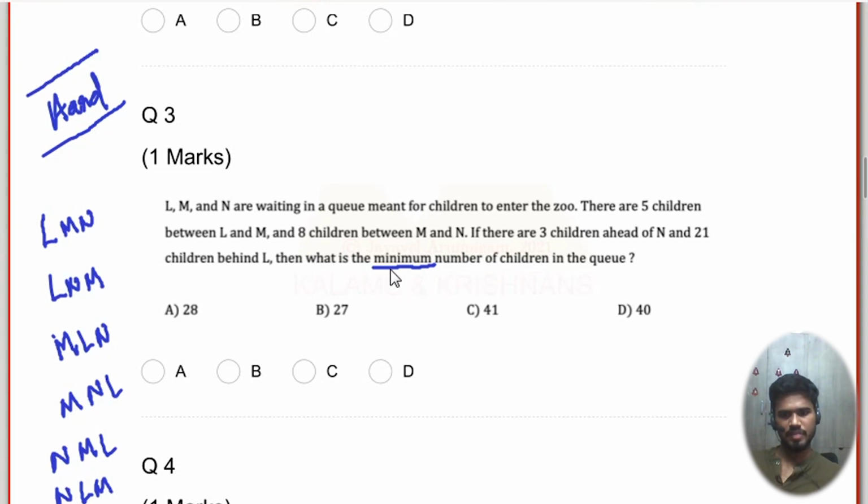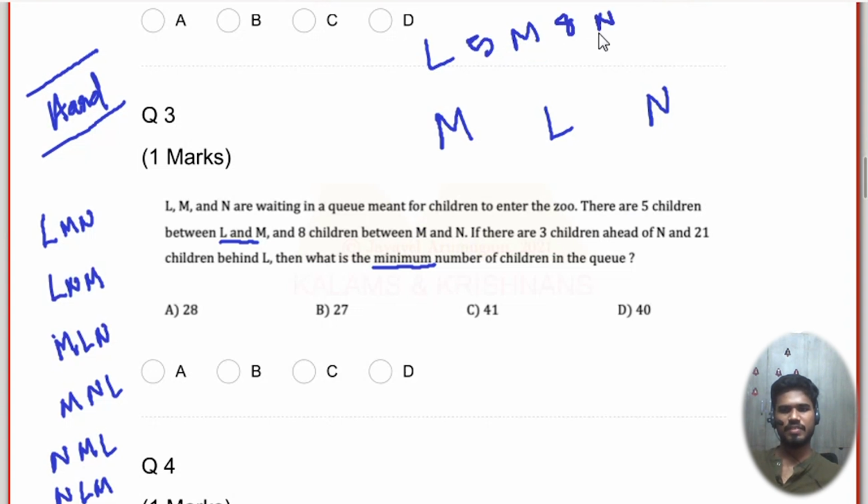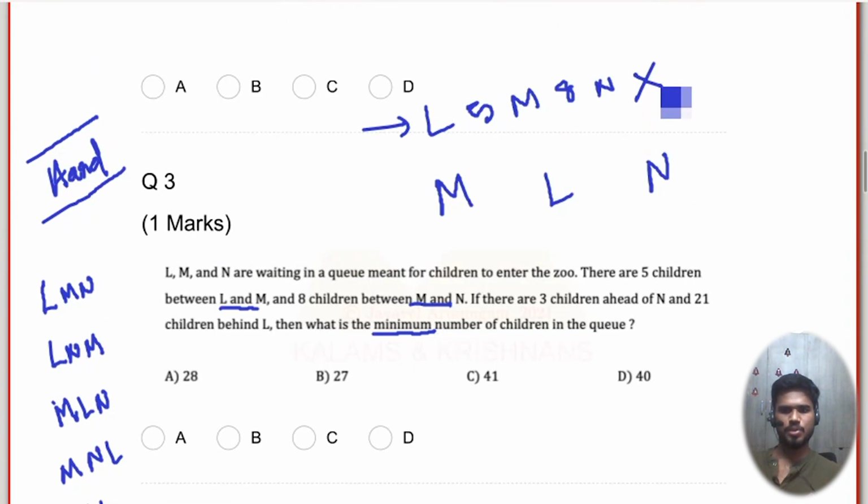And notice the minimum occurs when you have L between M and N, and specifically the numbers are given to distract you from the correct solution. There are 5 children between L and M, 8 children between M and N. We tend to write L, M, there are 5 children here, and then there are 8 children here. We tend to write the elements in alphabetical order. Given things in this order, we tend to choose this, and our options will be incorrect. But the best option occurs with this ordering.